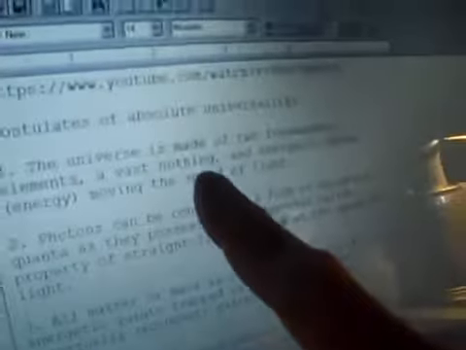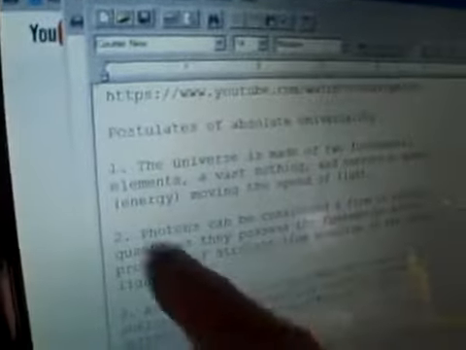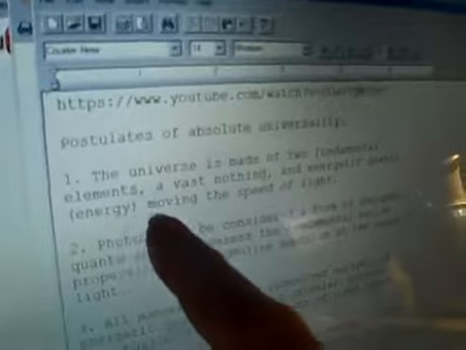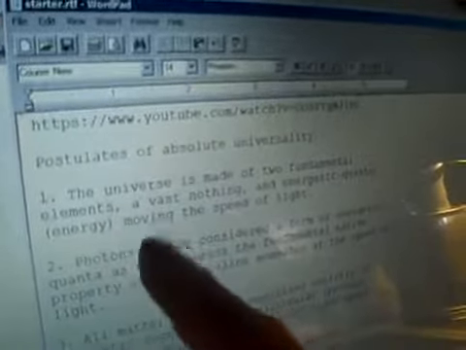The universe is made of two fundamental elements, a vast nothing and energetic quanta, energy, photons, really. So I'll put photons, moving the speed of light. So that's all there are. It's just two things. Well, I'll explain the photons in number two. There's nothing and then there's something. And at the real level of the universe, the only thing moving, the only thing acting, is photons. Nothing else is moving. Everything else is an illusion of photons.